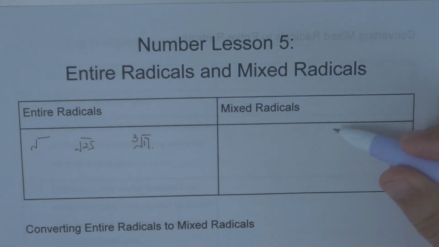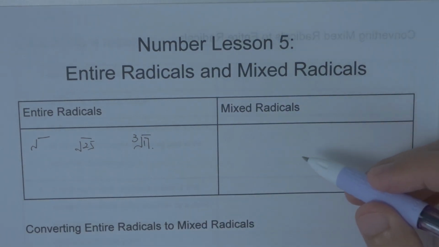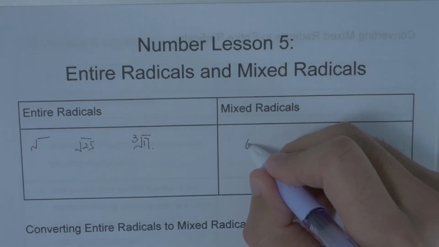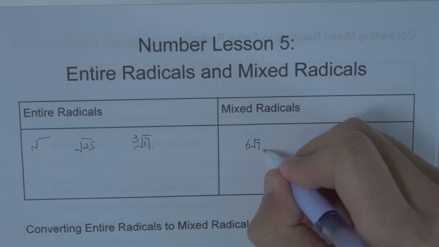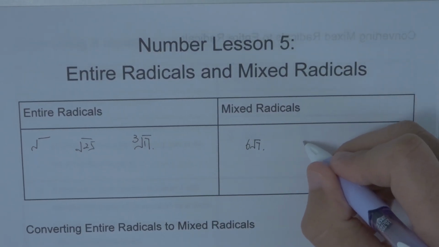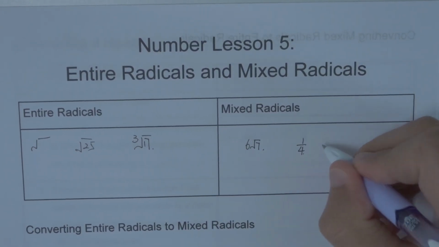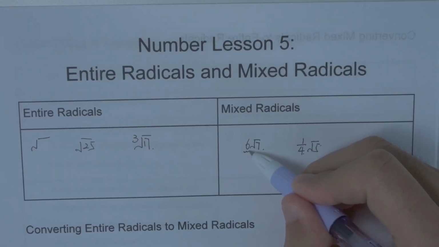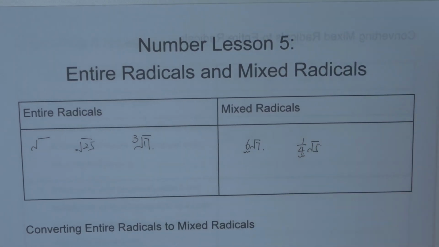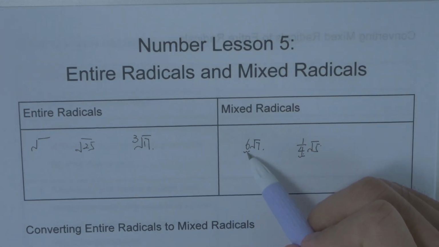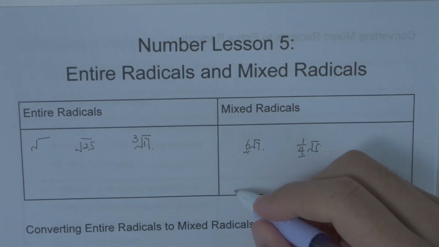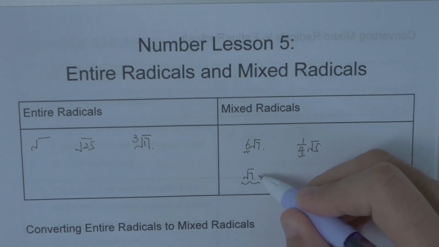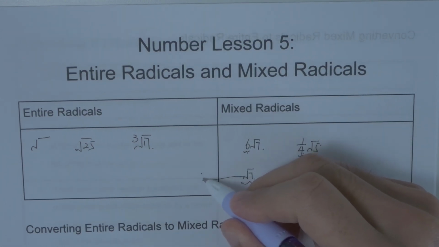And what is a mixed radical? A mixed radical has a coefficient other than 1. For example, 6 square root of 7, or 1/4 square root of 5. So we have a coefficient, but this one should not be 1. If it's 1, it's like this one. This is an entire radical.